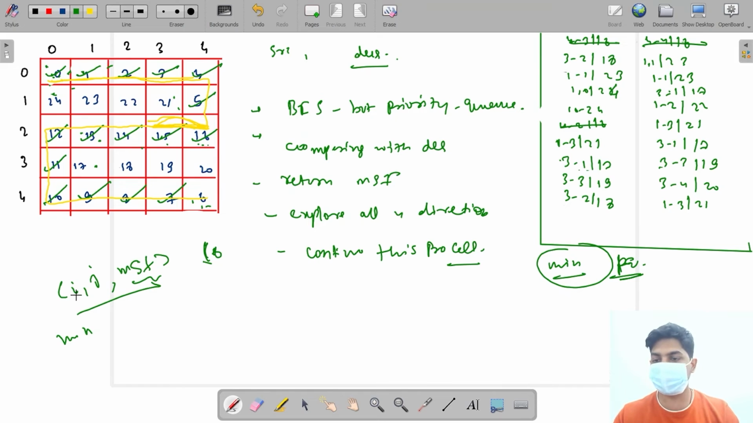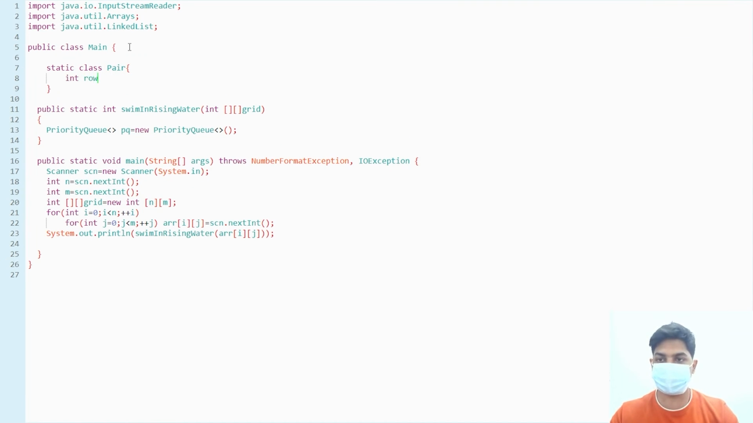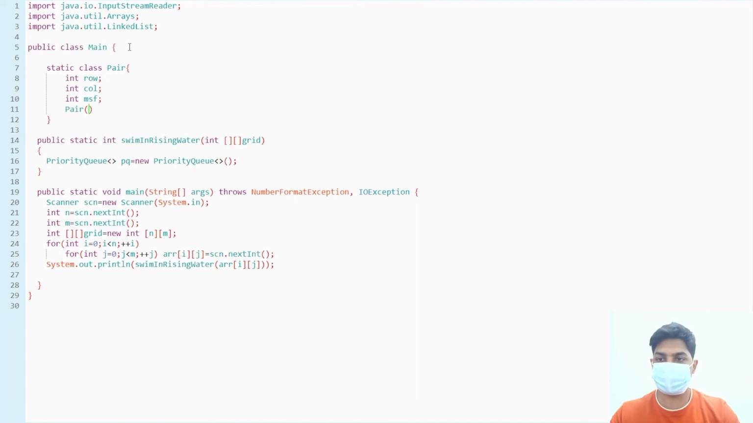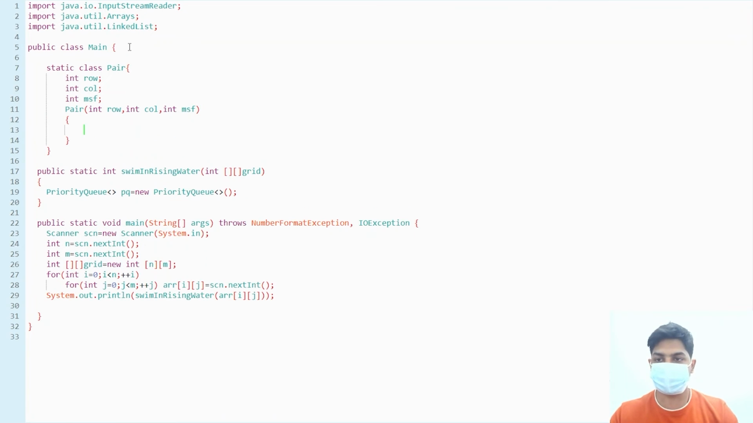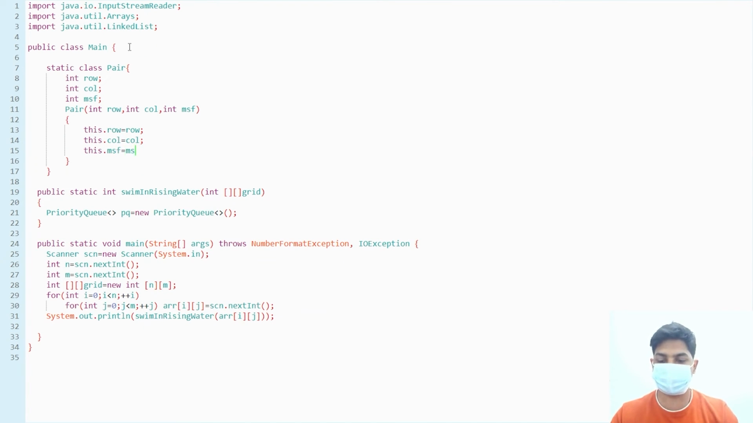And we need something like this. We were storing in the priority queue indexes along with the maximum weight we have waited till now. For that we will have to make an object. So let's make a static class, and name it Pair. We'll have a row, a column, and a maximum so far value. Let's initialize it also: integer row, integer column, and integer maximum so far. this.row equals row, this.column equals column, and this.maximumSoFar equals maximumSoFar.